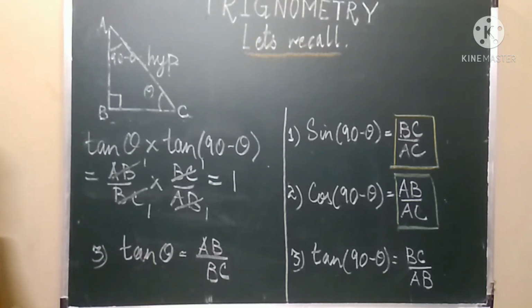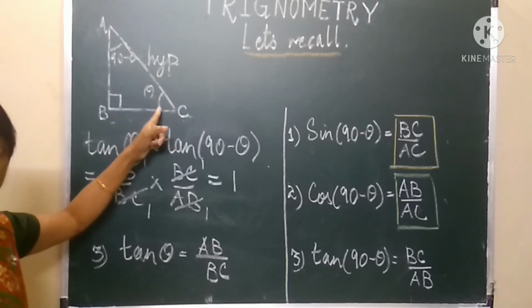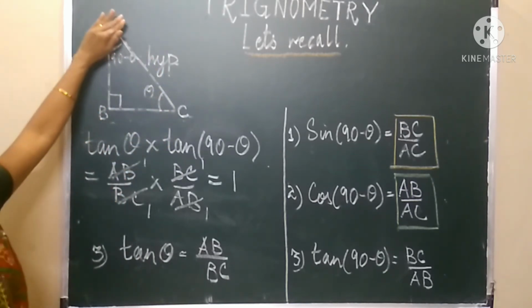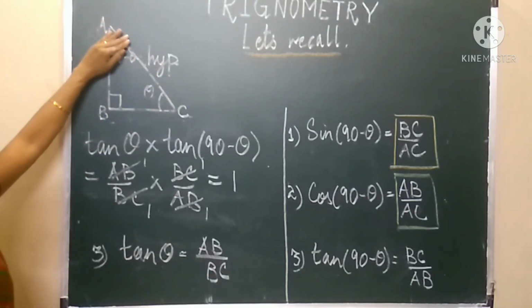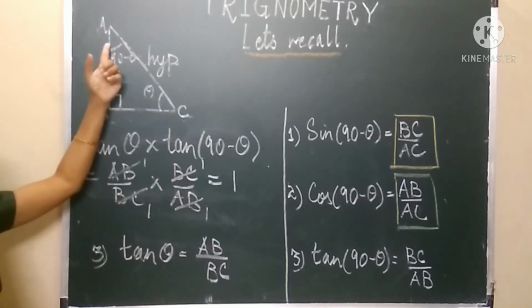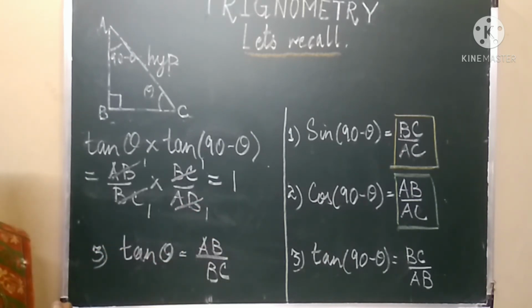So what did we learn, children? What is the relation between the acute angles for the trigonometrical functions? Sine of one angle is equal to cos of the other. Cos of one acute angle is equal to sine of the other, and the product of the tan ratios of both the acute angles is always equal to 1.